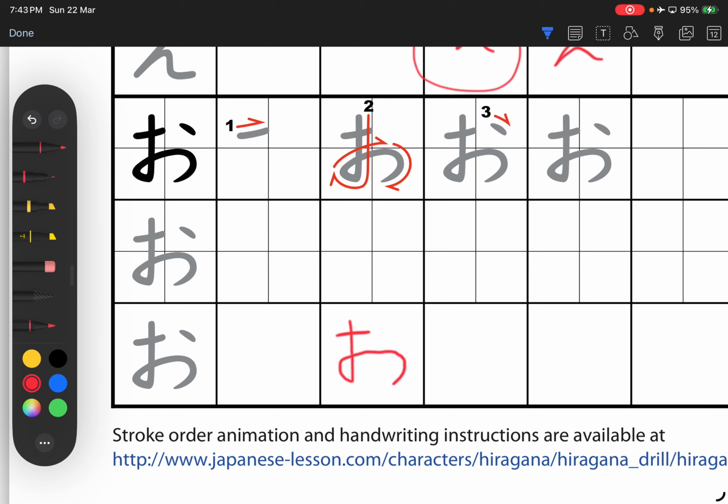So this one, as you can see, the loop is not proportionate. It's a bit larger on the right hand side, your right hand side. Okay, then we put the dot. The dot will just be beside the horizontal line. Okay.